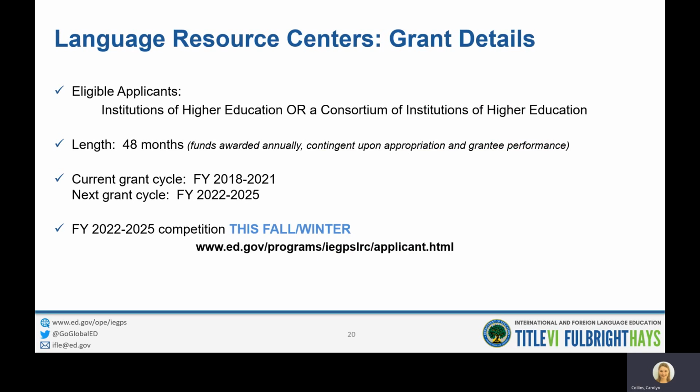So the grant details for the LRC program are that eligible applicants are institutions of higher education or a consortium, like the NRCs and CIBEs. The LRCs operate on a 4-year grant cycle, so funds are awarded for 48 months contingent upon the appropriation and grantee performance. Again, this grant cycle matches the NRC and CIBE cycle. So we're just finishing up our FY 2018 through 2021 grant cycle, and the next cycle will begin in fiscal year 2022. That competition will be held this fall and winter.